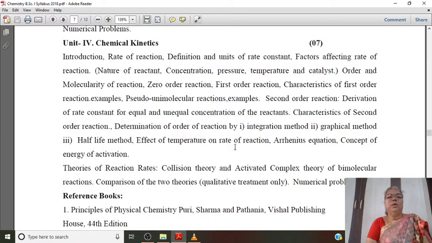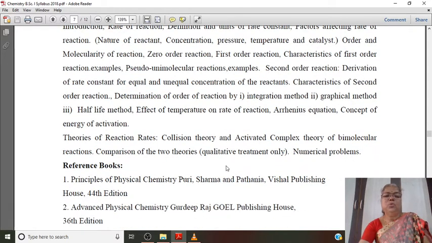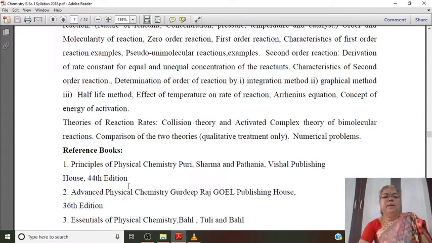This is the introductory lecture. I have introduced you to the syllabus of paper number 3, physical chemistry, and the books that you are going to refer. You may buy one or two books here. As the first book, Principles of Physical Chemistry by Puri, Sharma and Pathania. This book is of Vishal Publication and it is the 44th edition.